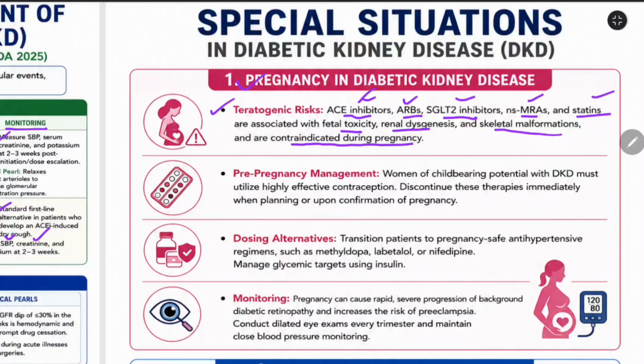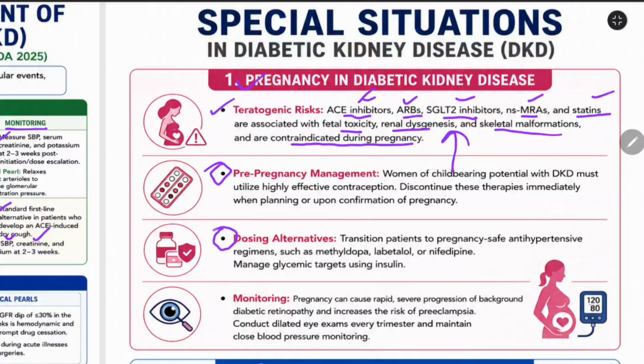So whenever a patient is planning to become pregnant, you should have a pre-pregnancy management. Women of childbearing potential with DKD must utilize highly effective contraception. Discontinue these therapies immediately. Which therapies? These therapies. Immediately when planning or upon confirmation of pregnancy.